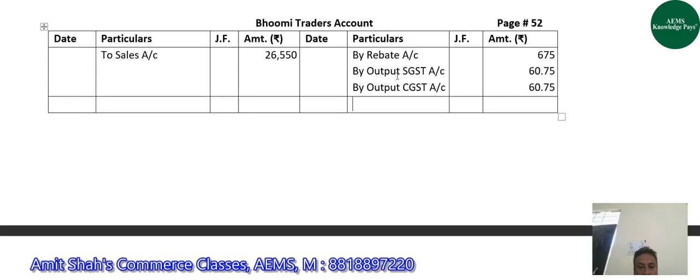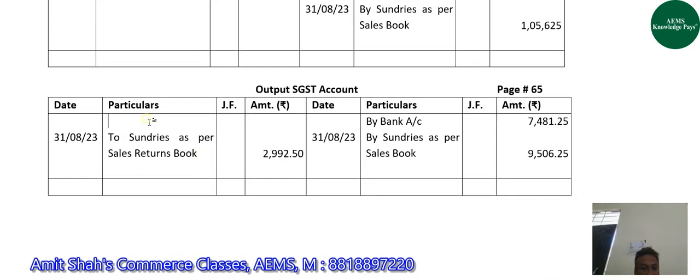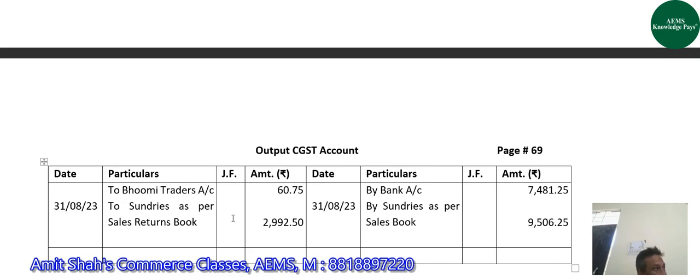Now we need to go to output SGST account. So on output SGST account, this account we have debited. So here we'll write to Bhumi Traders account with 60.75. This one. And the same in output CGST account with 60.75. Right, guys? I hope you're understanding it fully.